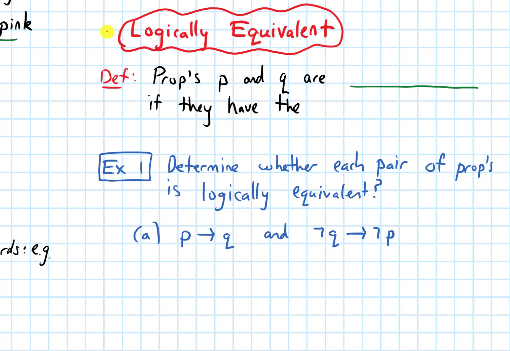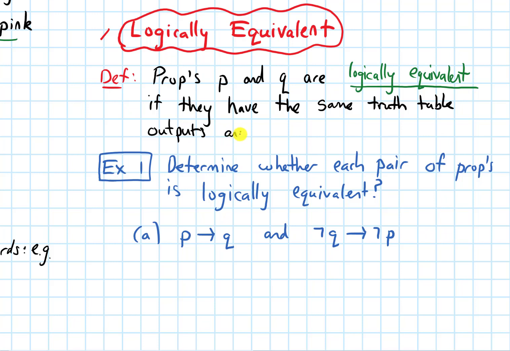In this video, we will talk about what it means for two propositions to be logically equivalent. So I want to begin with a definition which says that propositions P and Q are logically equivalent if they have the same truth table outputs.